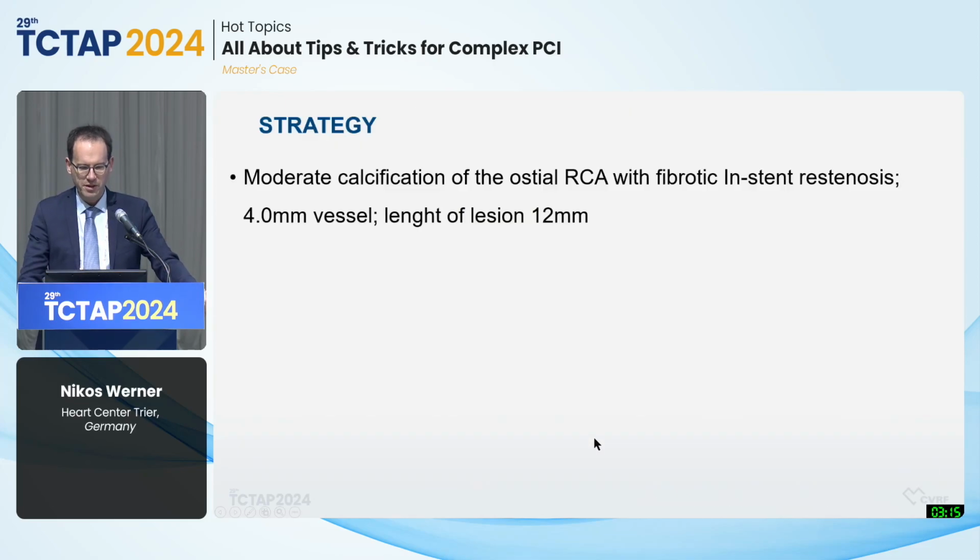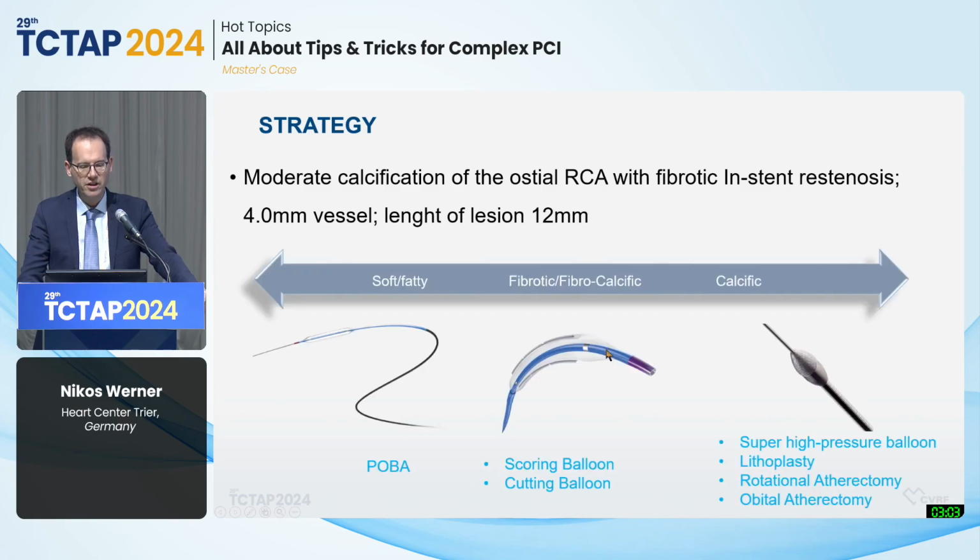So our strategy was, since we have moderate calcification and a lot of fibrosis, a 4.0 vessel and a length of 12 millimeters of the lesion, that we go for scoring or cutting balloon because this is the preferred device when you have fibrosis or fibrocalcific atherosclerosis.